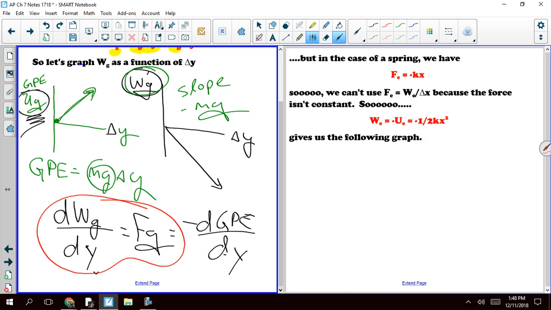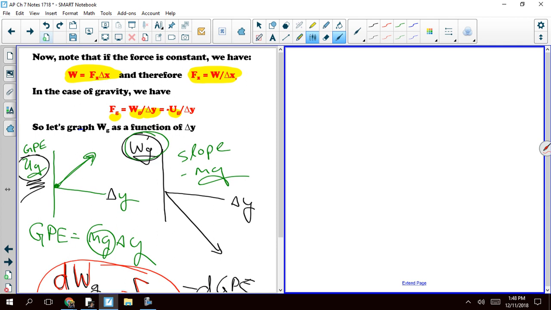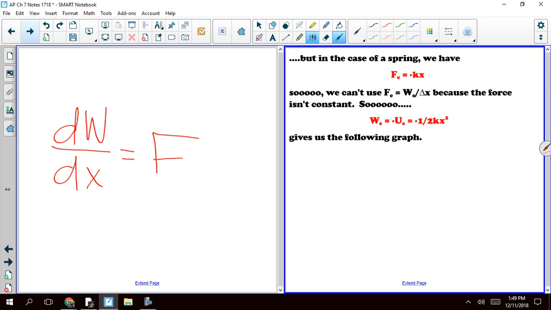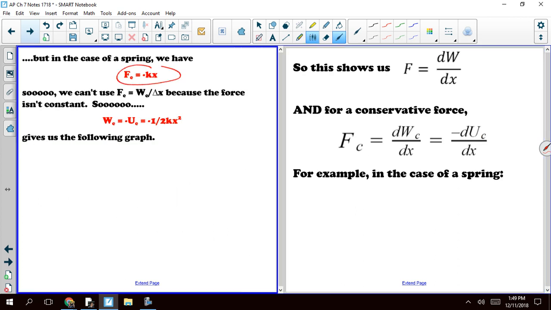Okay? The derivative of the work done by a force with respect to position is equal to the force. All right? Let me write that in general terms because this is important. The derivative of the work done by a force with respect to position is equal to the force. Okay? All right. So let's check that in the case of a non-constant force. Okay? Because here we've got a constant slope, constant force, right? Now, what about if the force is not constant? So in the case of a spring, our force changes, right?